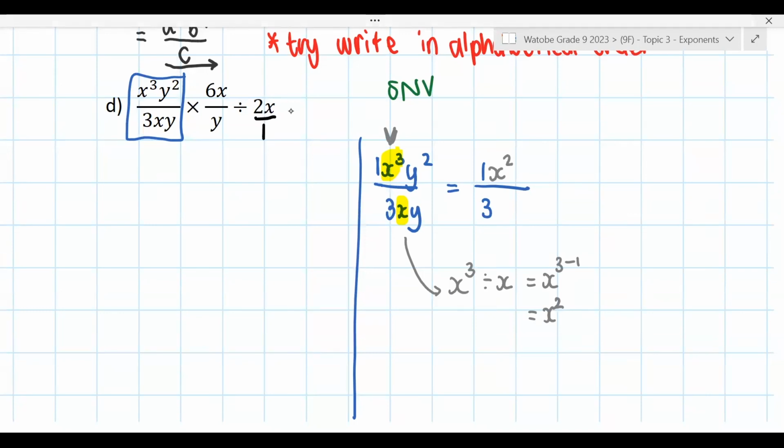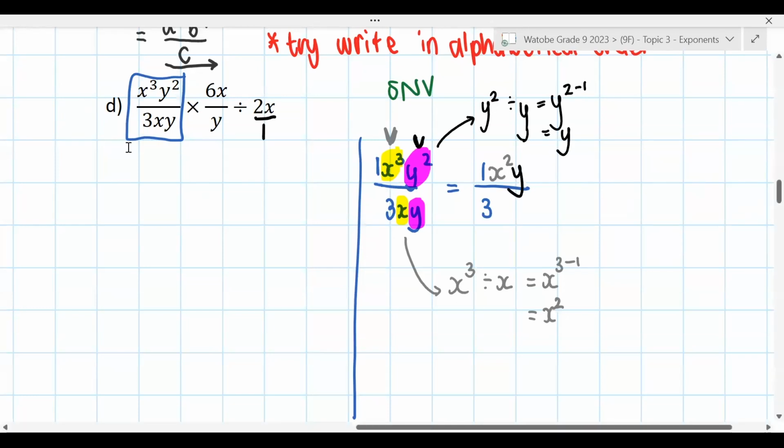Then I go and have a look at my y's. So I've got y squared divided by y. Similar sort of thing that I need to do here. I'm going to take the y's out, so y squared divided by y. If I apply my exponent law, y to the power 2 minus 1, and so I'm left with y. The bigger exponent was again in the numerator, so my y goes in the numerator. So this first fraction simplifies to x squared y over 3. If you want to put the 1 in front of the x squared, you can.